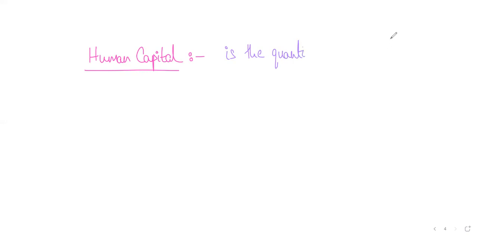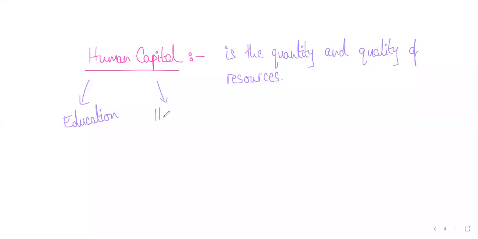So if Pakistan's population is staying constant, but all or the majority of the people are becoming more educated, and they have access to better healthcare, which is, by the way, very important in human capital. So the quality of human resource is based on two important factors, and I'll tell you how: education and healthcare.